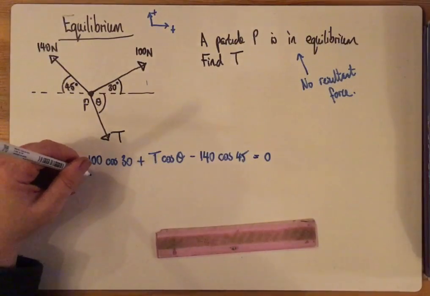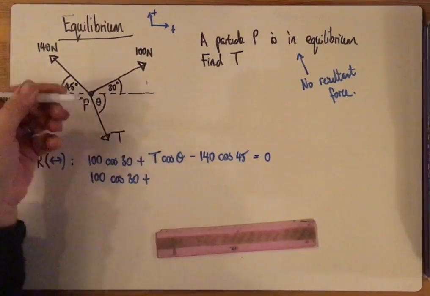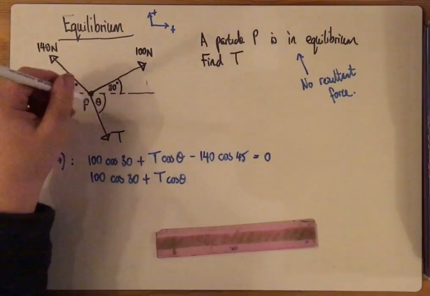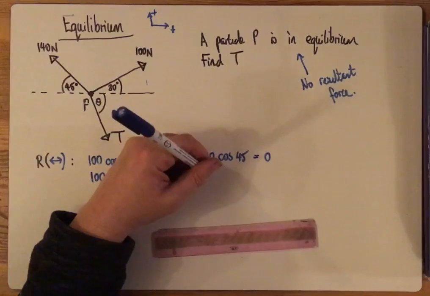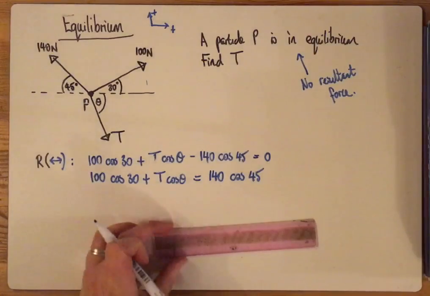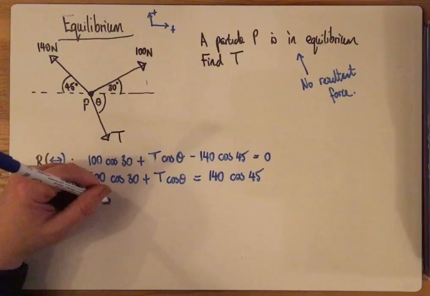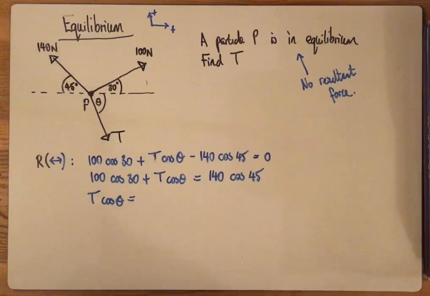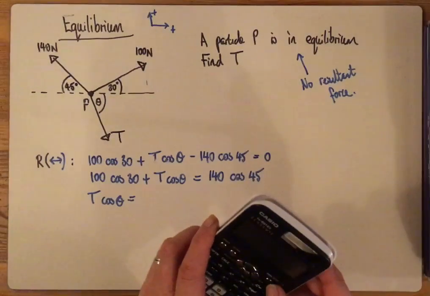What this amounts to, and to be honest, I would look at it this way personally, is that anything acting in this direction, so those two added together, are going to have to equal the force acting in the opposite direction. So it's just the same as taking that over to the right hand side. We get t cos theta is equal to 140 cos 45 minus 100 cos 30.